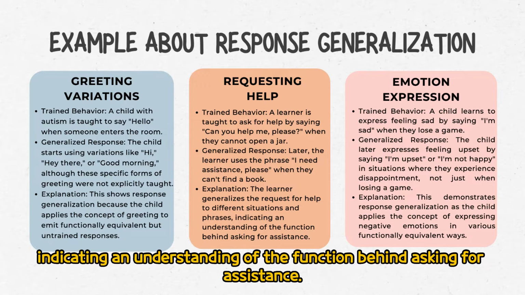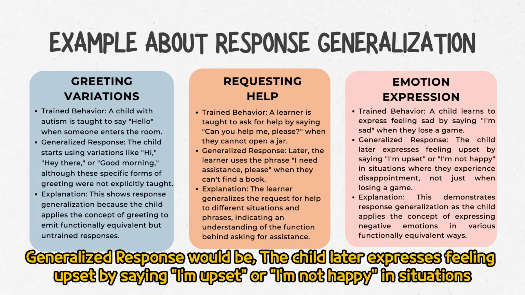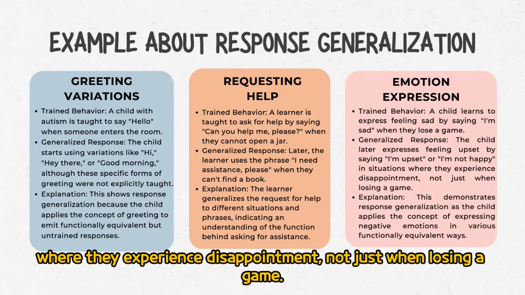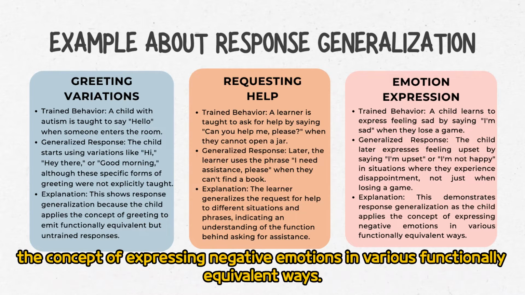For emotion expression, the trained behavior is: a child learns to express feeling sad by saying, "I'm sad," when they lose a game. The generalized response would be: the child later expresses feeling upset by saying, "I'm upset," or "I'm not happy," in situations where they experience disappointment, not just when losing a game. This demonstrates response generalization as the child applies the concept of expressing negative emotions in various functionally equivalent ways.